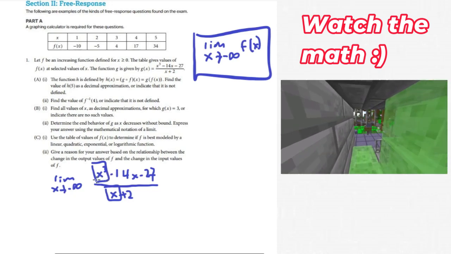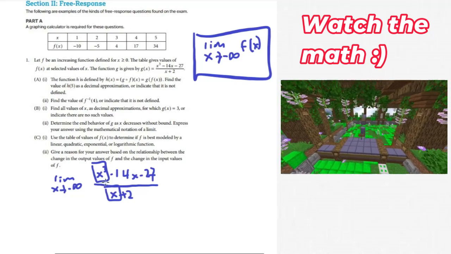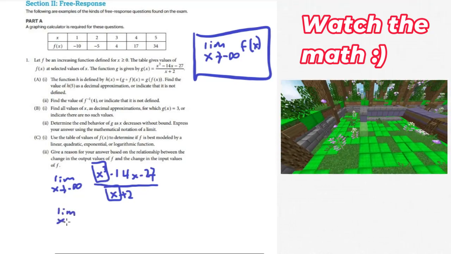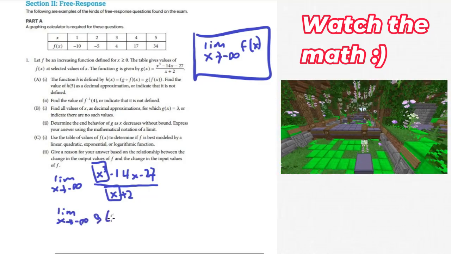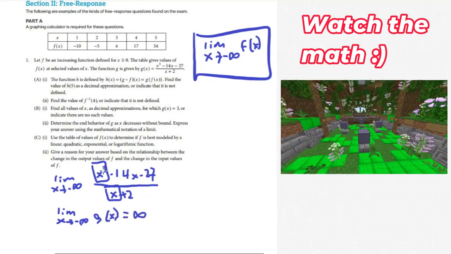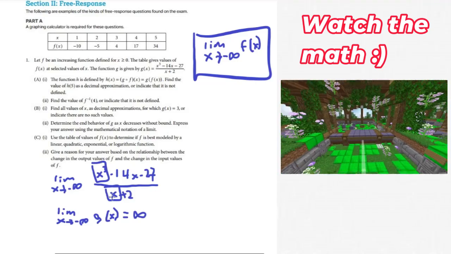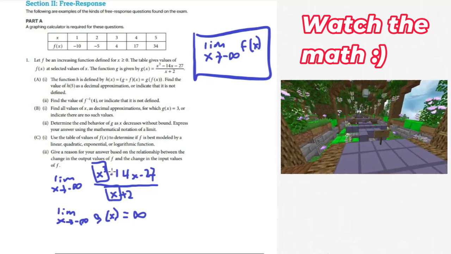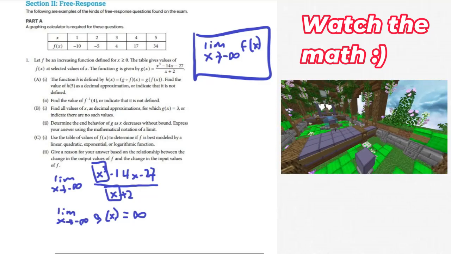So this is going to be getting larger at a much faster rate than the bottom, which basically means that the limit as x approaches negative infinity of g of x is going to be infinity. Again, because these are odd powers, the negatives stay in both of them, the negatives will cancel out, and the top is much greater and will be increasing at a greater rate as you approach infinity.